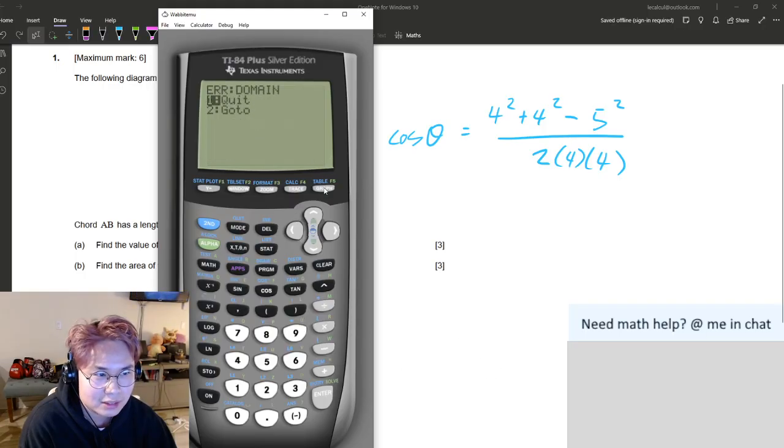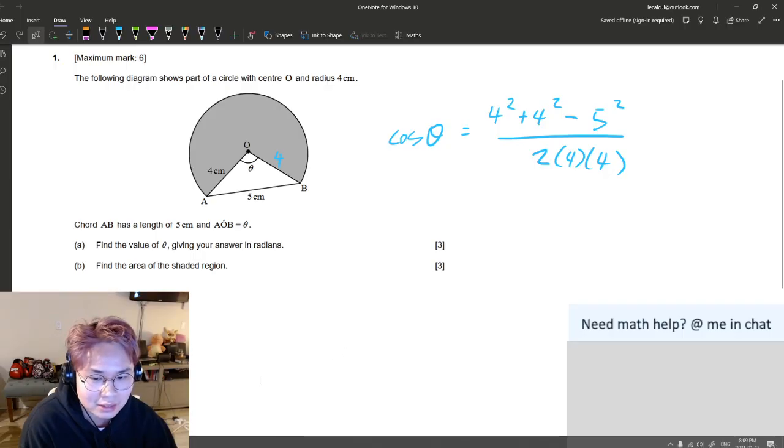Did I mess this up somewhere? Oh, this is supposed to be subtraction. Jeez.